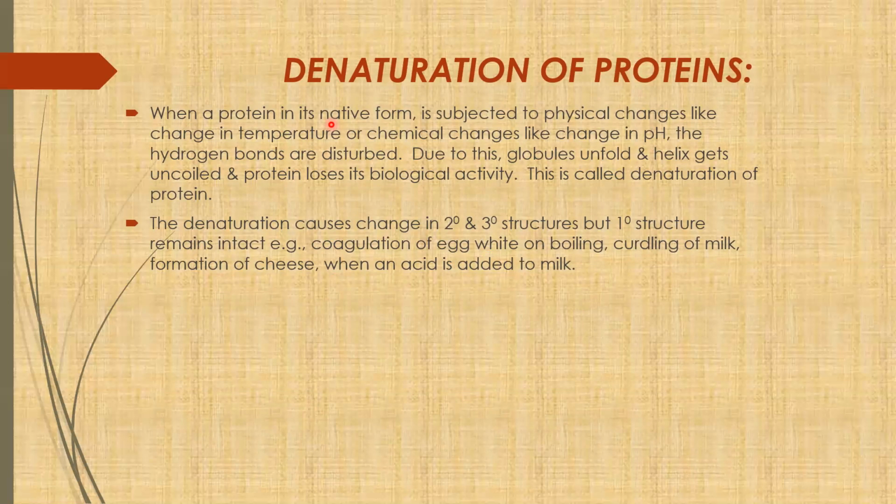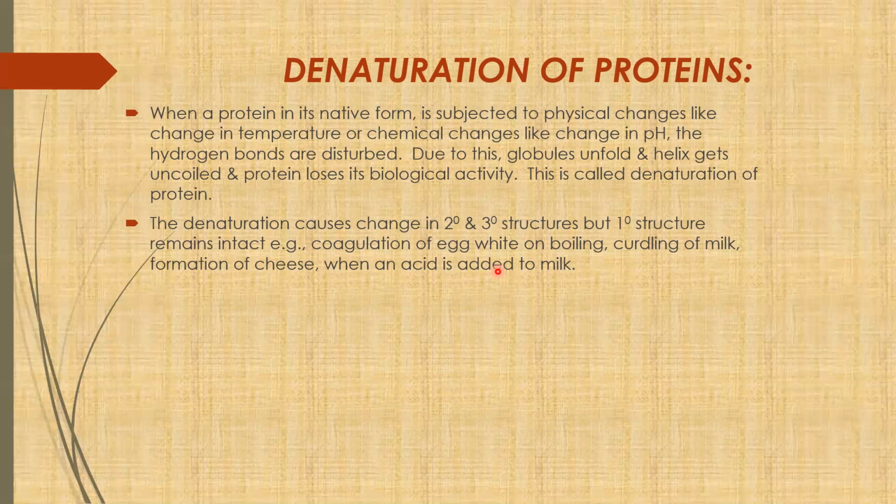When protein is in its native form, it is subjected to physical changes like change in temperature or chemical changes like change in pH. The hydrogen bonds get disturbed. Due to this, globules unfold and the helix gets uncoiled, and the protein loses its biological activity. This is called denaturation of protein. Denaturation causes change in secondary and tertiary structure, but the primary structure remains intact.